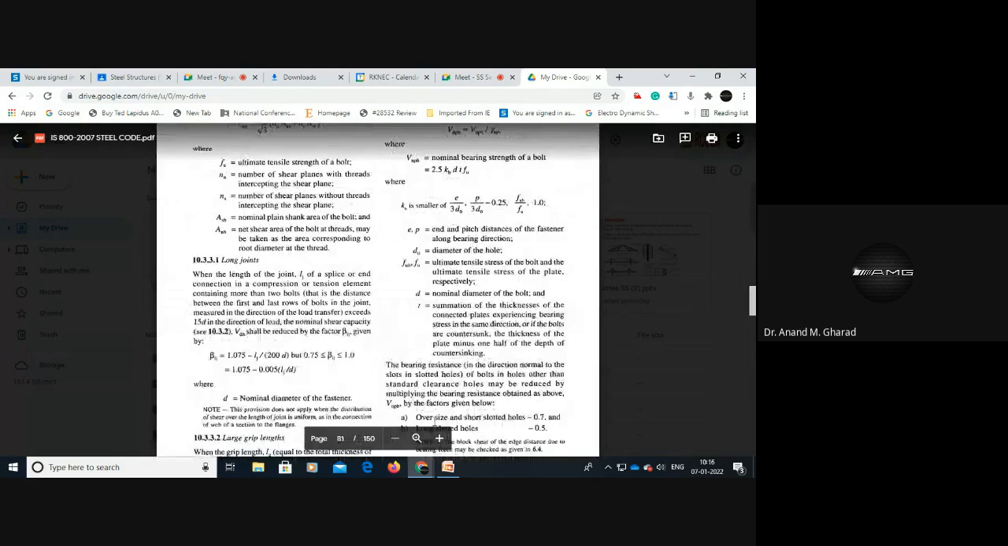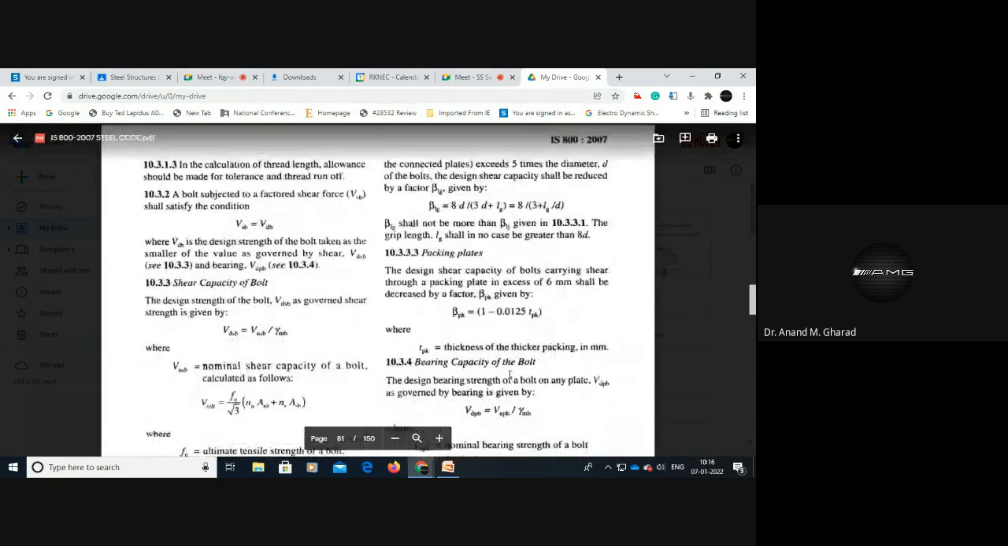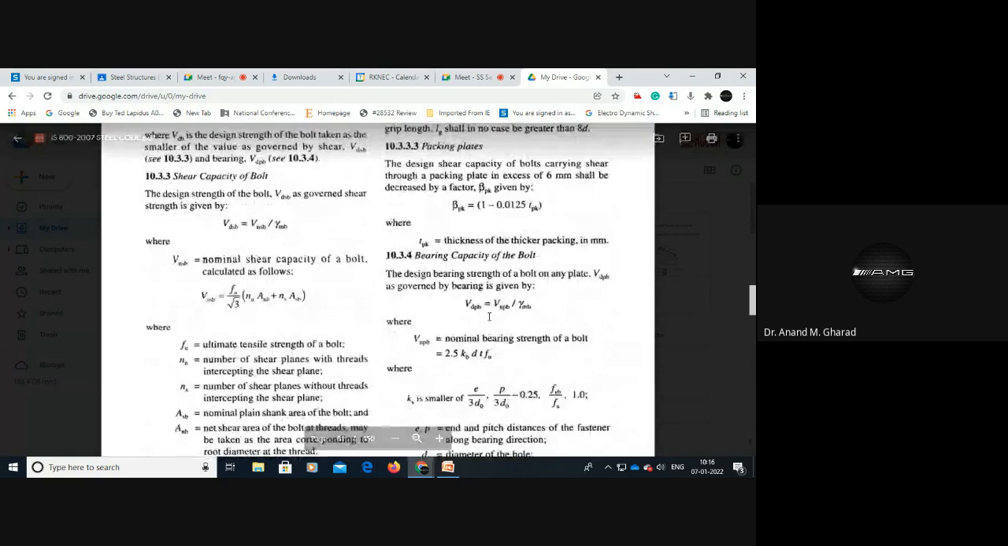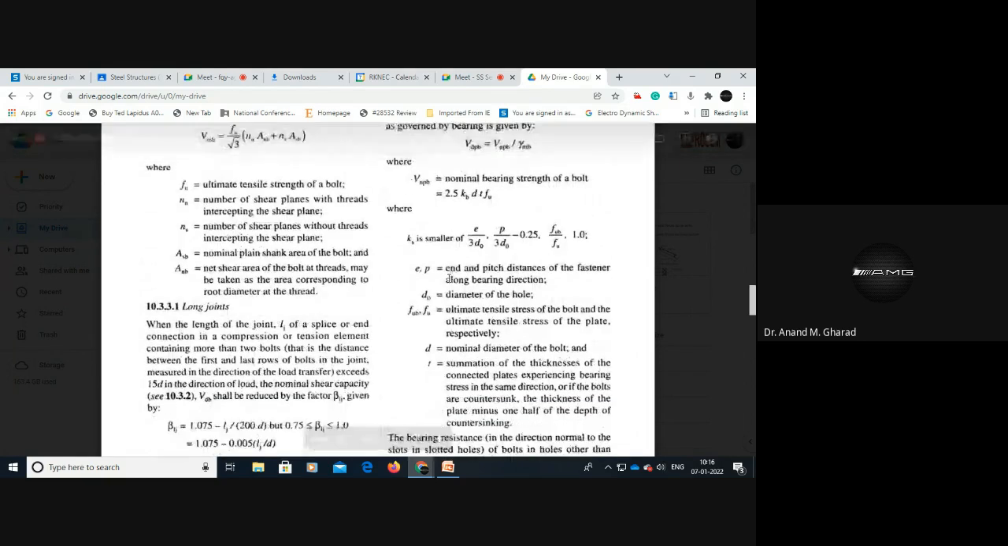This is the formula as you can see over here. Vdpb is equal to Vnpb divided by gamma mb. And what is Vnpb? This is the nominal bearing strength of the bolt, which is expressed as 2.5 times kb into d into t into fu. What are the meanings of all these terminologies or terms?